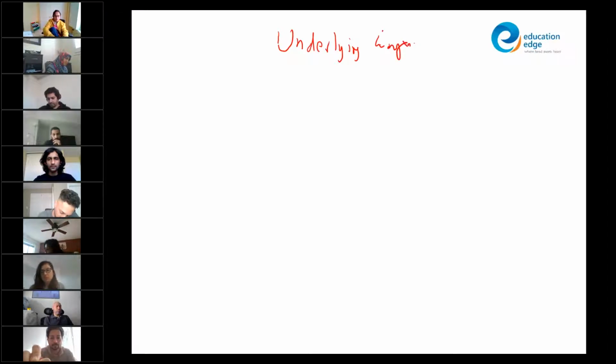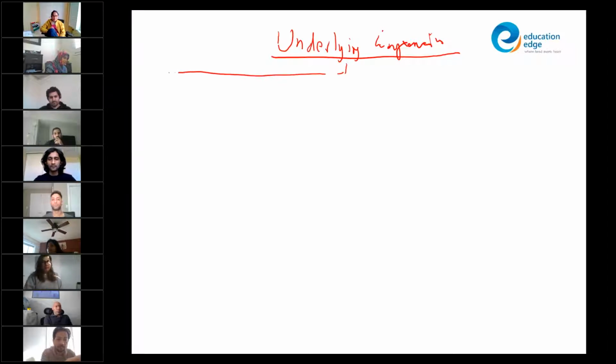The BABOK Guide put together something called underlying competencies. And how did they create this chapter? What is the logic behind this chapter? The logic behind this chapter is 6 components. They added 6 components to this chapter. What are those 6 components?